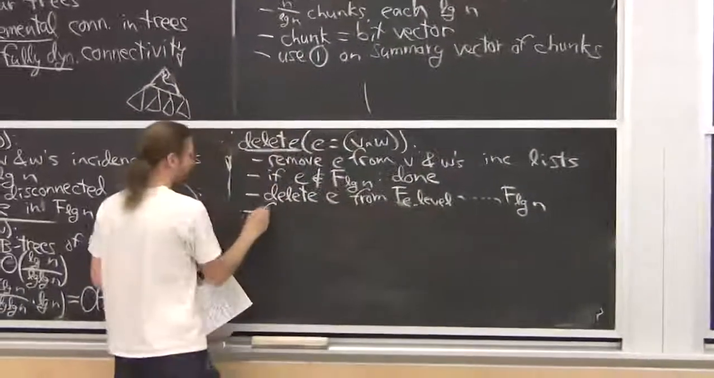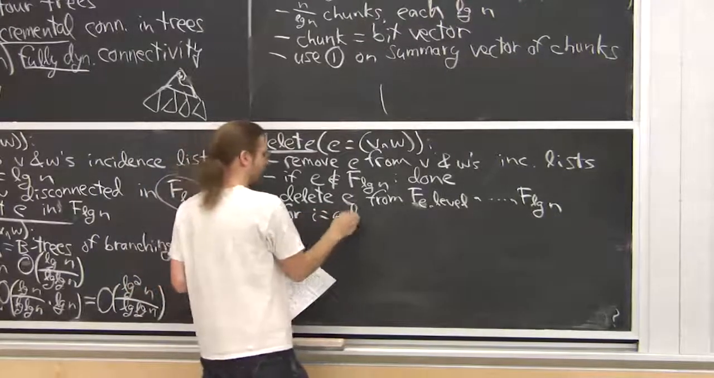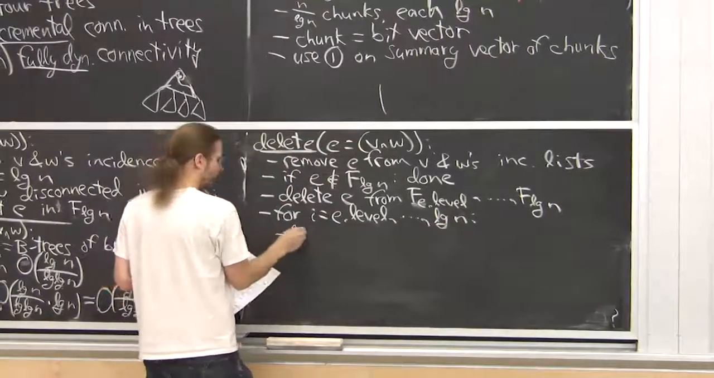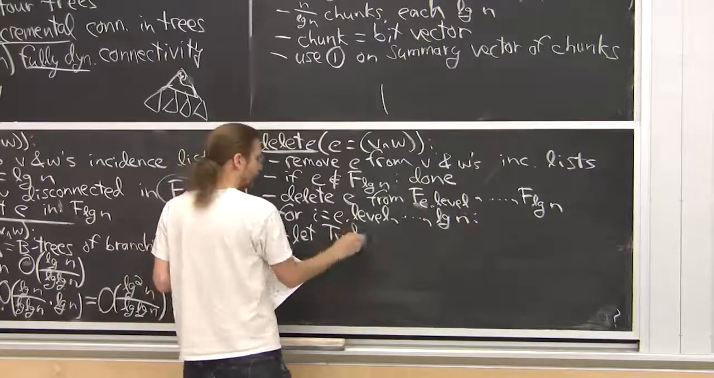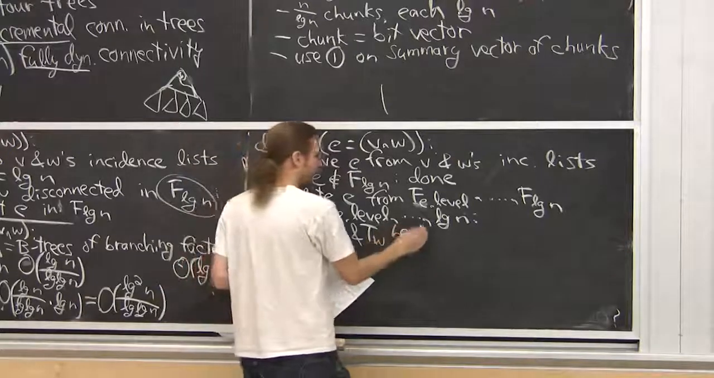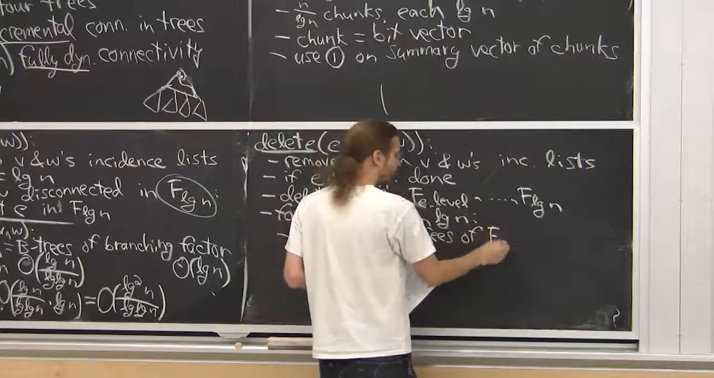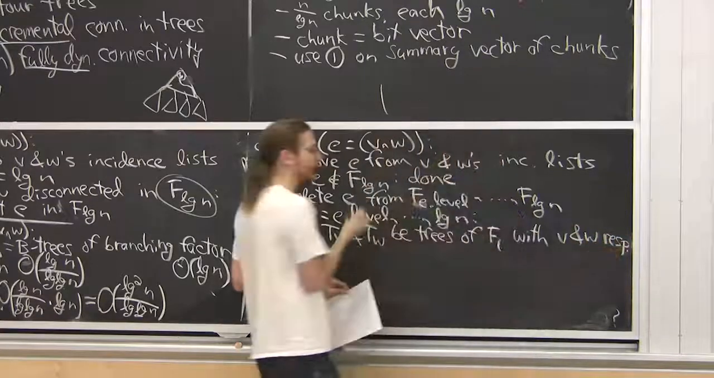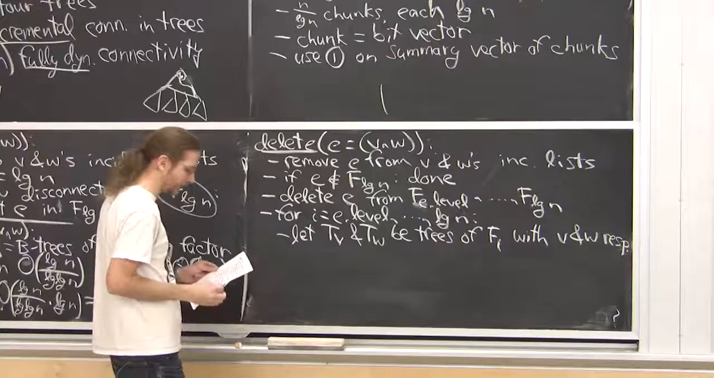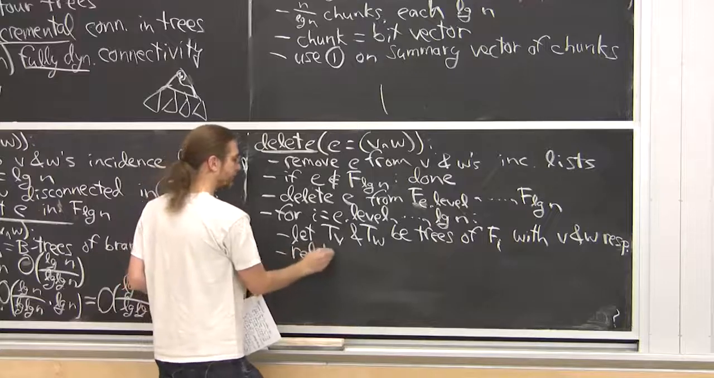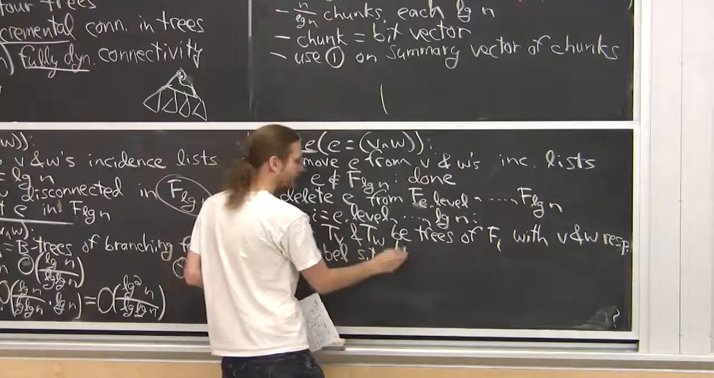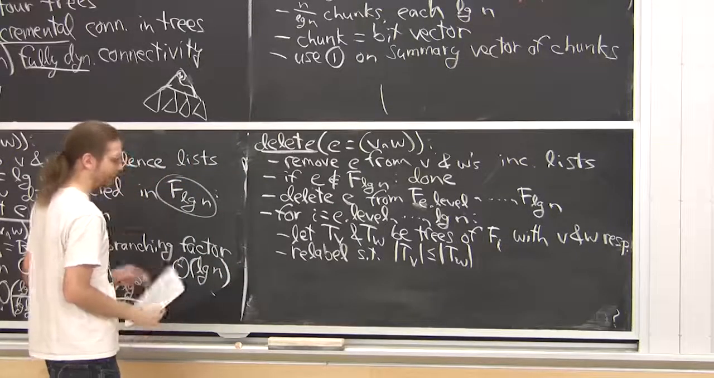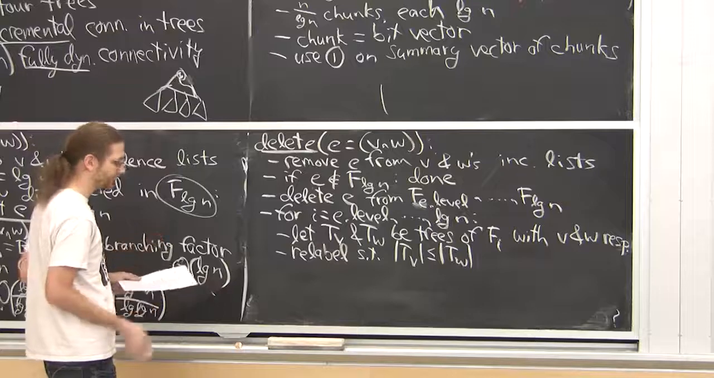Loop over the levels, try to find a replacement edge. So we're going to start at E dot level, loop potentially up to log n, call the level I. Okay, then I want to identify at level I the two sides of the edge. Let TV and TW be the trees of Fi containing V and W respectively. Okay, we just deleted the edge connecting those two sides, so we know that they're in two different trees, TV and TW. And one of them is smaller than the other. I'd like to relabel V and W so that the size of TV is less than or equal to the size of TW, size in terms of number of vertices in the tree. Okay, so swap V and W if necessary.